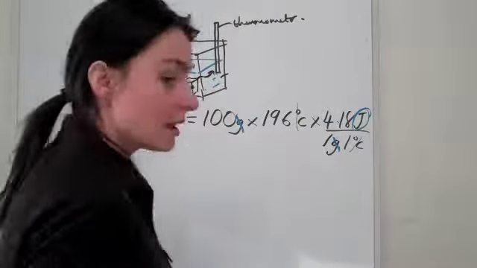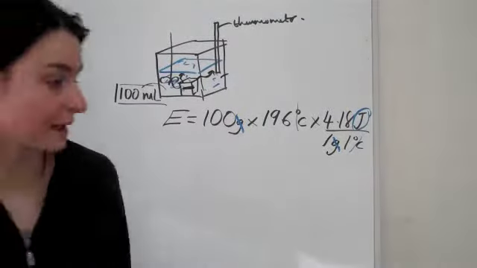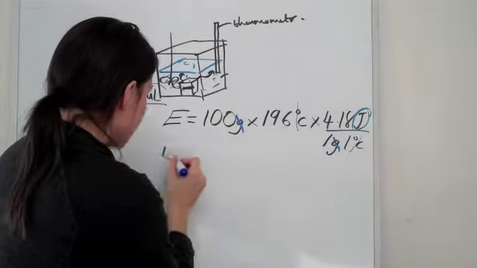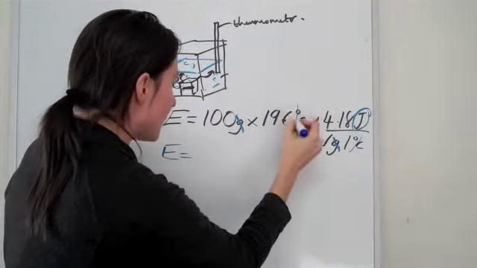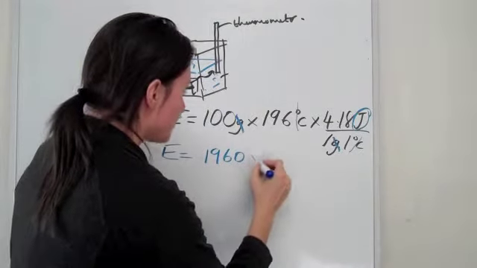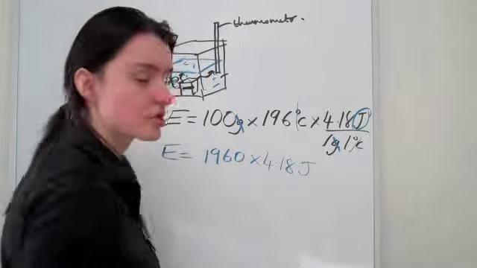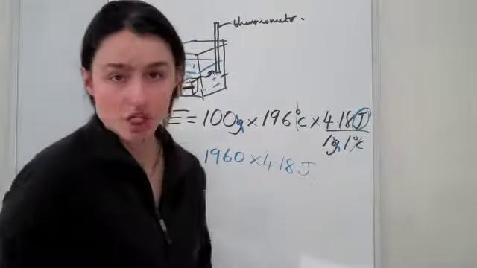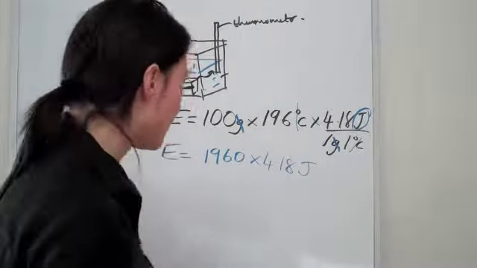Okay? So now, if you calculate that, and if I can find my calculator, I left my calculator somewhere, you will figure out the answer. So, in this case, the energy is going to be equal to, that would be 2 decimal places, 1960 times by 4.18, which is something joules. I can't figure it out. I don't have my calculator here with me.